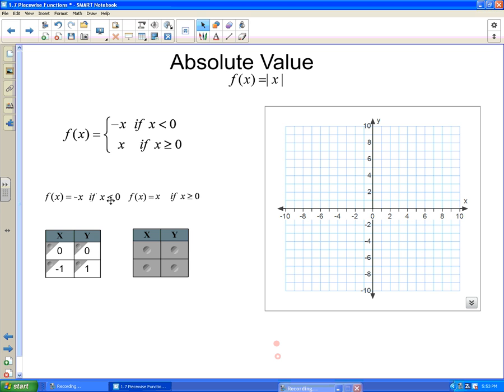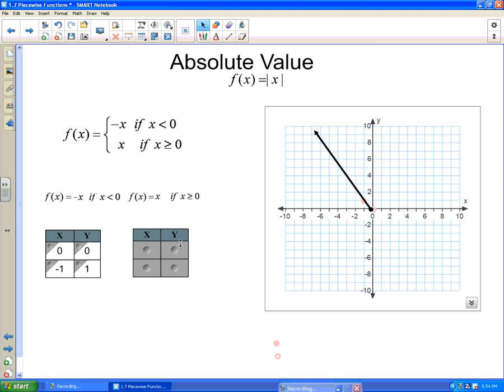This begins at 0 but does not include 0, so I'm going to use an open dot at 0, 0 for my first point. And then I have the point -1, 1. So that's my second one. And then I can go ahead and connect my dots. It begins at 0 and then it goes on out to positive infinity this direction. So that's the first function.